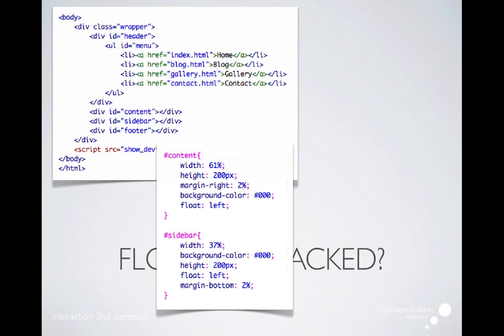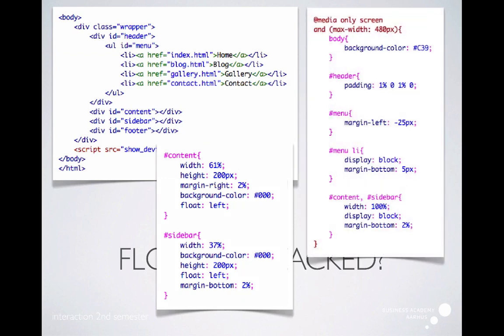So in the responsive version, or when we arrive at the font size, we change the content and the sidebar so they have a width of 100%. That means they scale according to the wrapper. They will display as blocks. That means that they will not float beside each other. And they have a margin bottom, both of them, at 2%. So we have some space below or between them.